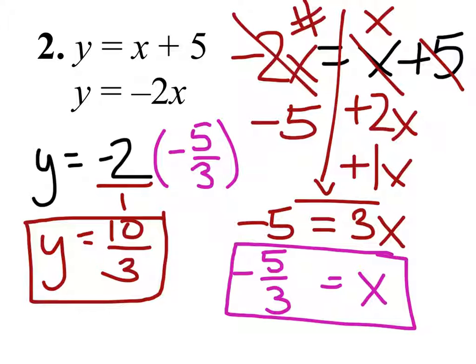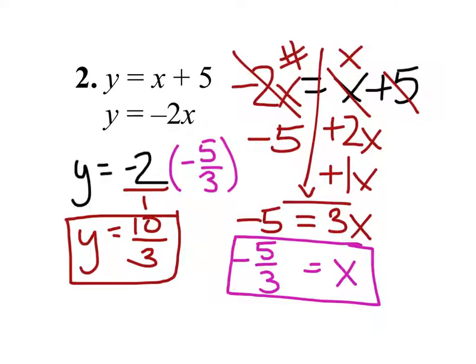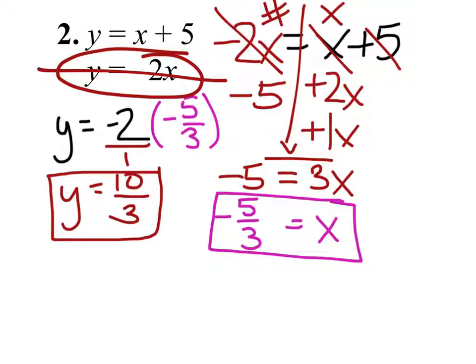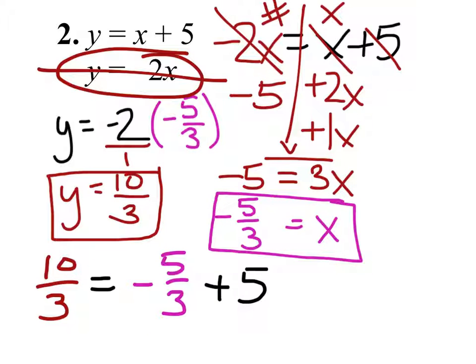All right, but since we do this right, we're going to check this just to make sure. Since I used the bottom equation to find the y value, I'm not going to use that one. Got to use the top one. So y is 10 thirds. That's going to equal the x value, which is negative 5 thirds, plus 5. Well, you can't add fractions until you have common denominators, so let's change that 5 so that it has a denominator of 3. So that would give us 15 thirds.